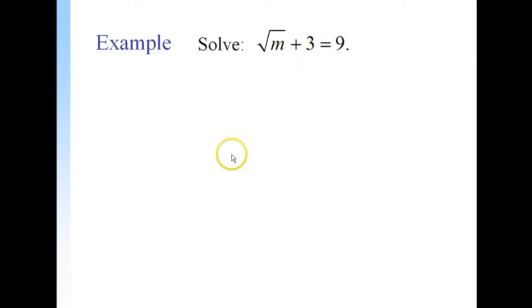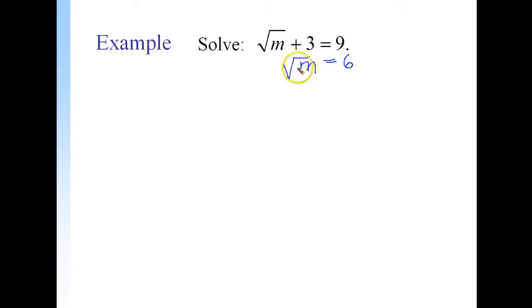Now, what would be the strategy then for solving something like this? And the answer is we want to isolate the radical. So we have the square root of m on this side. We're going to transpose this. It becomes a negative 3 on this side. So this gives us a 6.